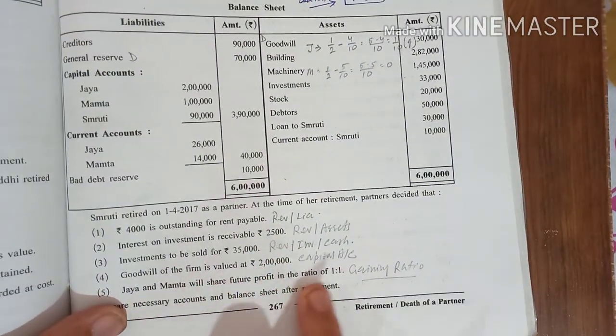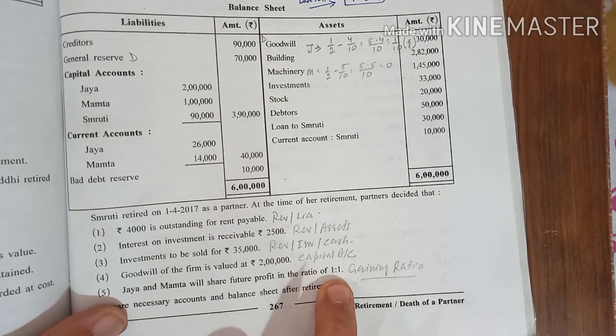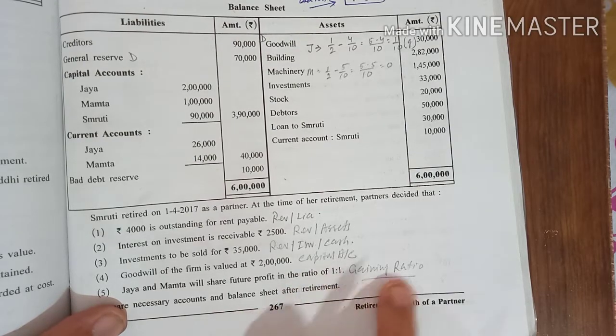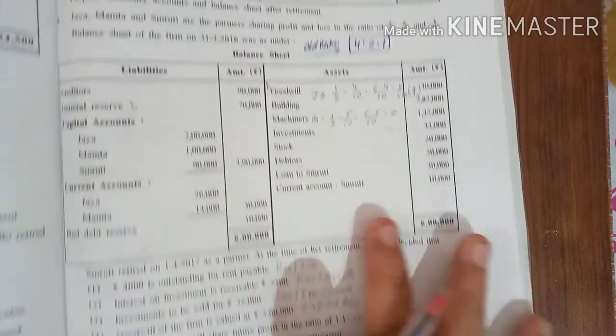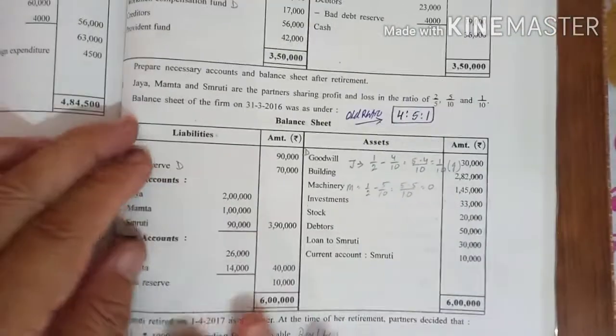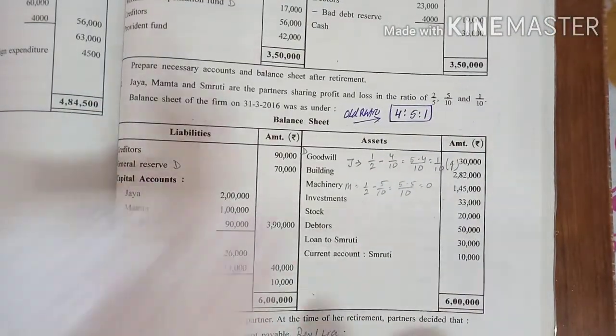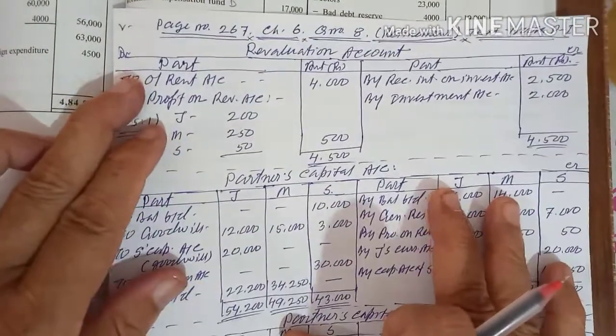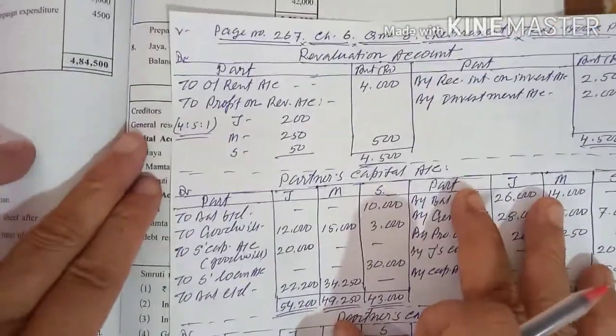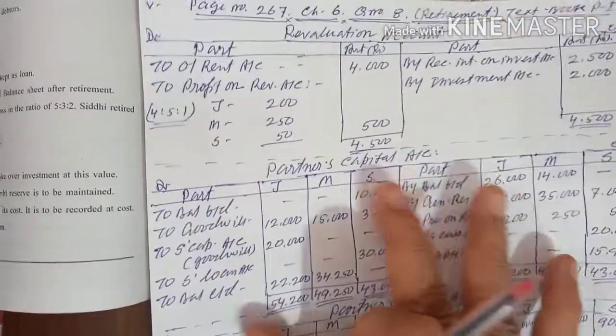Now the new profit and loss sharing ratio is given as 1:1, from which we have to find the gaining ratio. This is the question that is given. On the basis of that, I will do the solutions. You try to follow it. I have already made the solutions here, and you try to understand what is given and what is not given in this question.